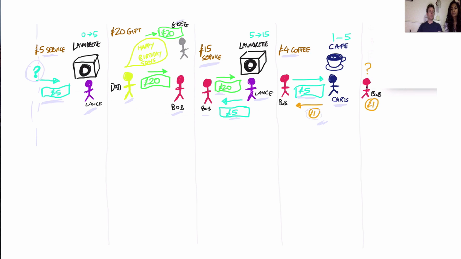So Bob started the day with nothing in his pocket. And then at various times in the day, he had a £20 for a while, then he had a £5 for a while, but because of the transactions he was involved in, he ends the day with £1 in his pocket. Yeah? Makes sense? But you can see, so that £5 note that was paid to the laundrette at the beginning was given to Bob as change.